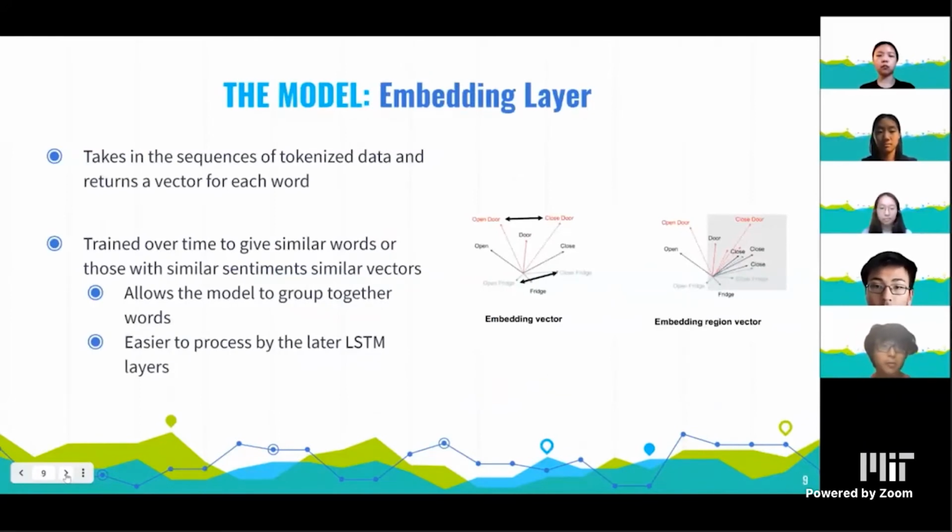Next most important part of our model would be the embedding layer. This would take in those sequences of tokenized data that we just generated and then return a multi-dimensional vector for each word. I think we used around 64 in our final model. These vectors would be slowly trained over time to be grouped together into those with similar sentiments. This would allow the model to group together words that have similar meanings in order to process them in a similar way. And it would be able to use them in the following layers.